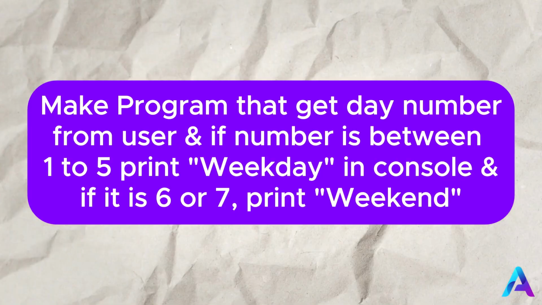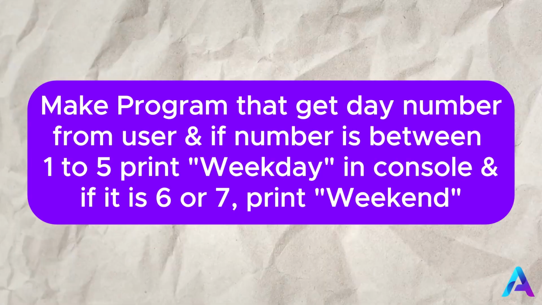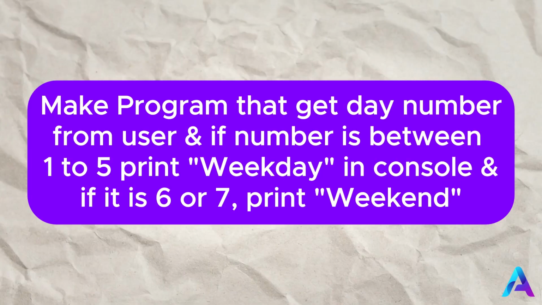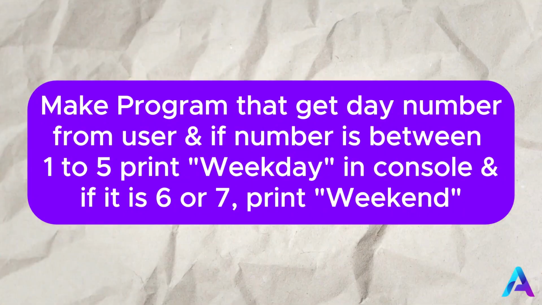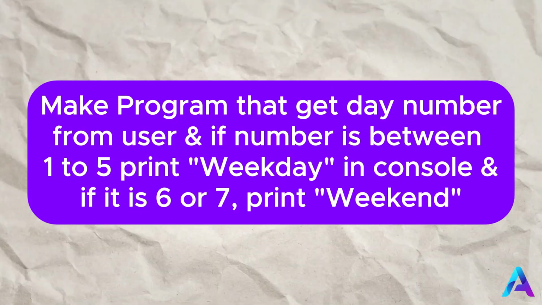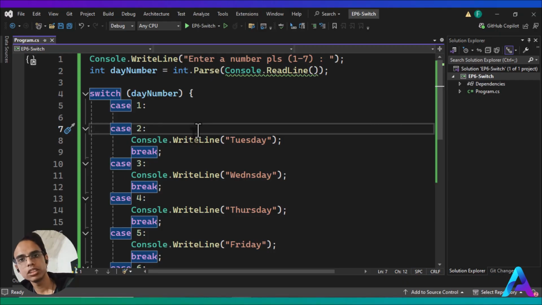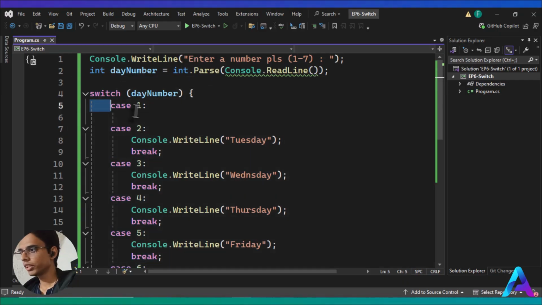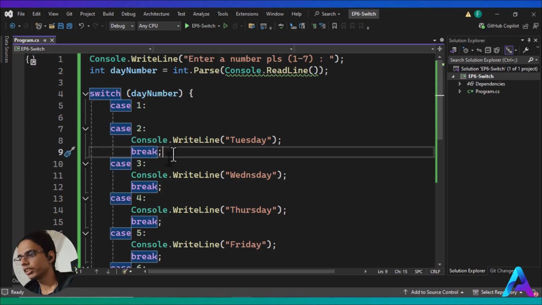Let me show you. We want to make a program that gets day number from the user just like our previous program. And if the number is between 1 to 5, it will print it's a weekday. And if it is 6 or 7, it will print it's a weekend in the console for us. And it will print invalid number if it is none of those. If day number is 1, it will come here, and because there is no break here, it will go through the second case. I want it to go until the 5th case.